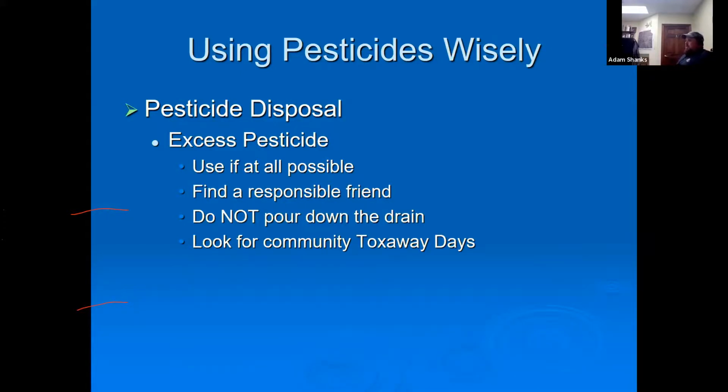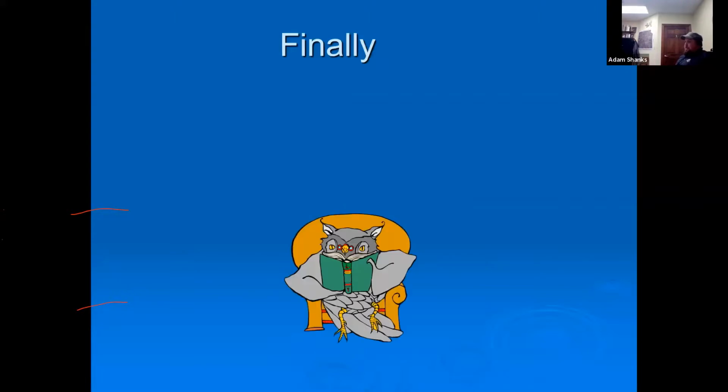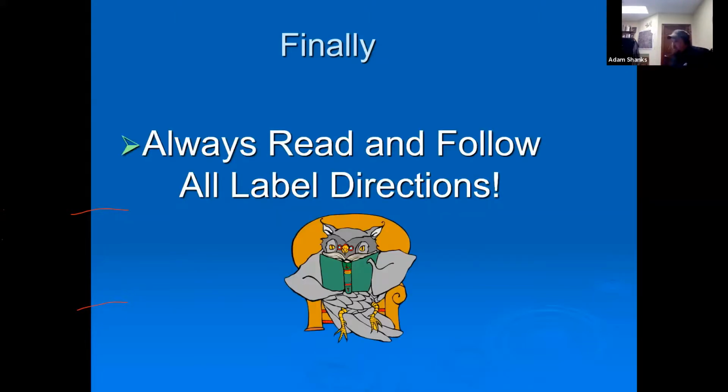And then look for community toxic away days. That's what I was talking about, the Clean Sweep program that Indiana offers to remove that stuff. Triple rinse, reapply to the target site. In Indiana, burning pesticide containers is illegal. So finally, always read and follow all label instructions and directions. The label is the law.